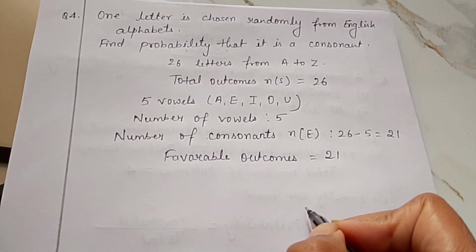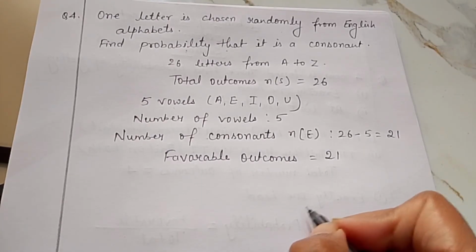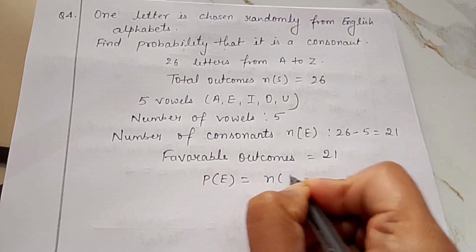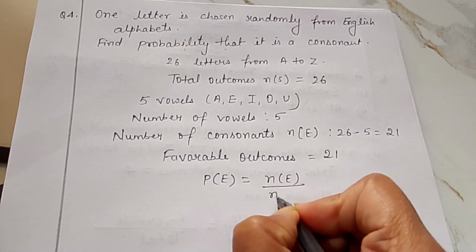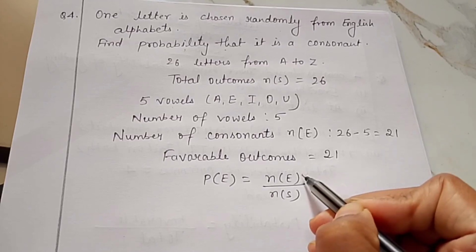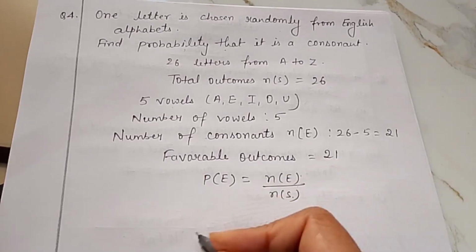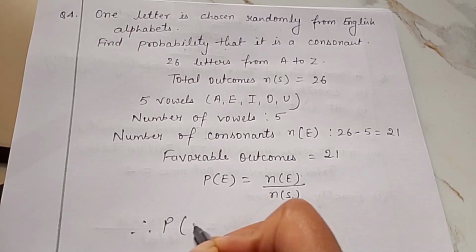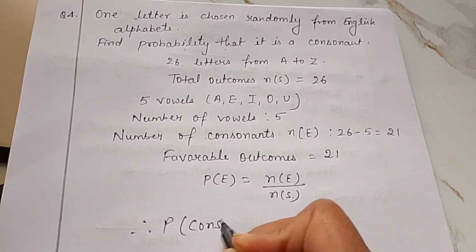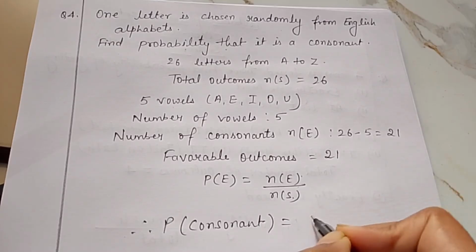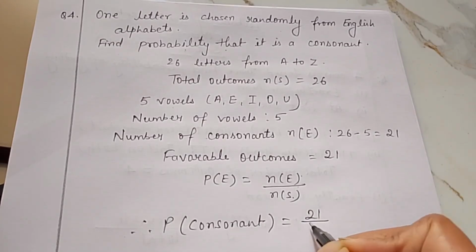Using the probability formula, P(E) is equal to n(E) upon n(S). Favorable outcomes divided by total outcomes. Therefore, P(consonant) is equal to 21 by 26.